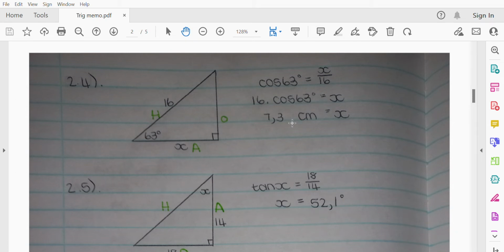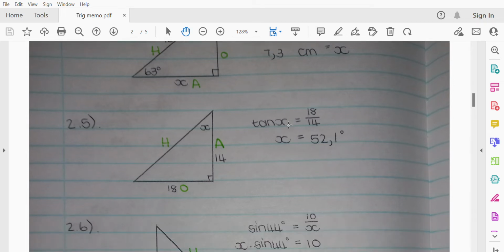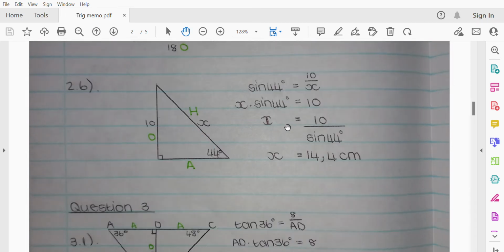Okay, 2.5 het ons gedoen. Excuse, ek kyk nou maar heeltyd weer in front of jou. Okay, en dan 2.6 ook gedoen. Okay, so any questions at question 2?